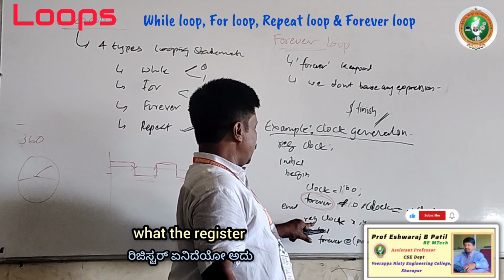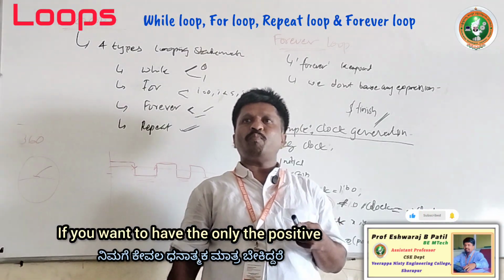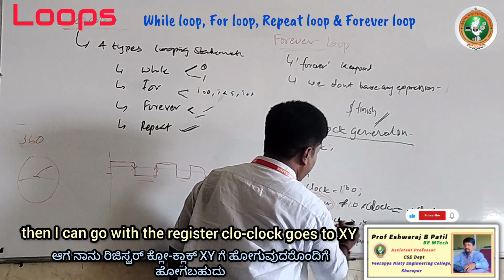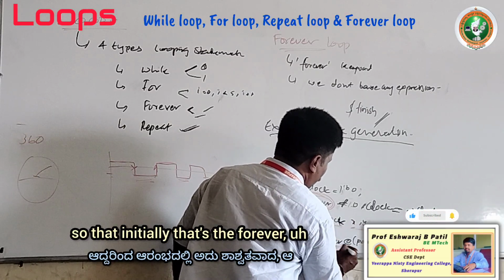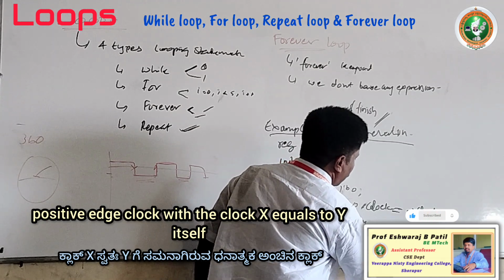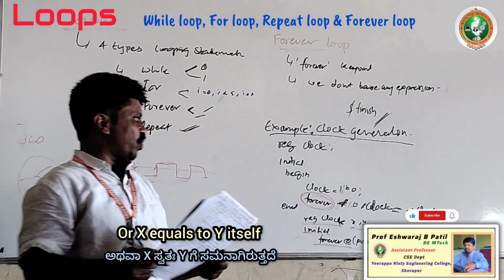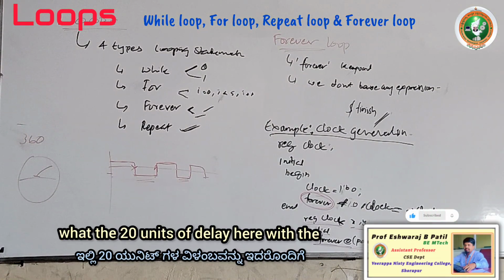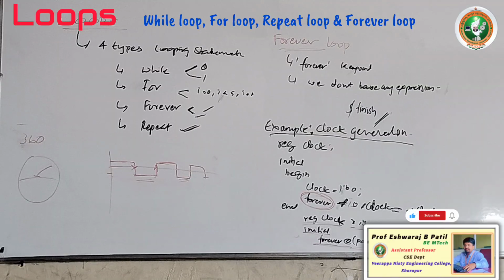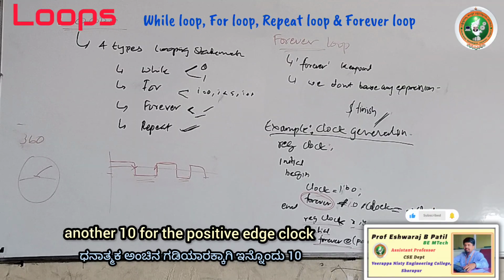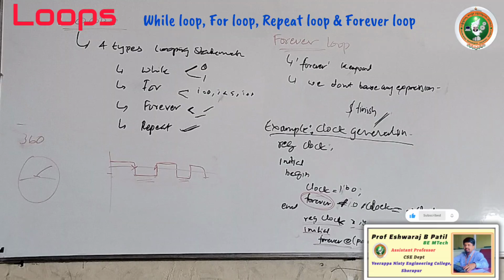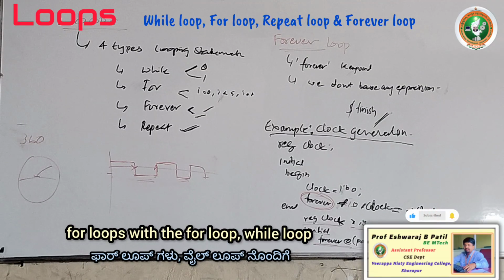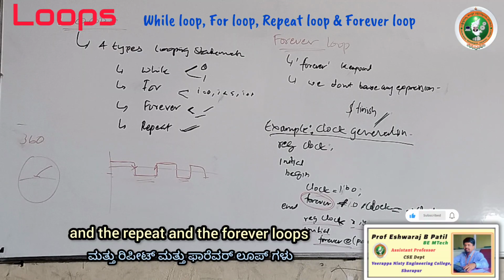Then we have to go with the register. If you want only the positive edge clock generation, then I can go with the register clock equals to x. Initially, the forever loop I am using here, positive edge clock, with clock x equals to y itself. It means whatever clock generation I'm using here will have 20 units of delay, with 10 for the negative edge clock and another 10 for the positive edge clock. This is all about writing the code for the for loop, while loop, repeat and forever loops.